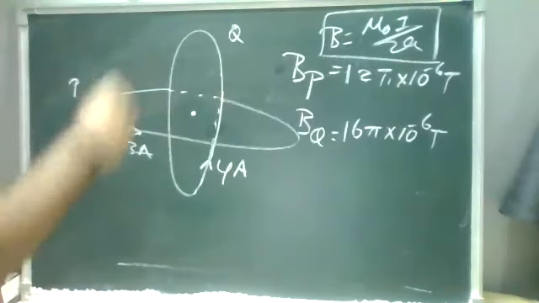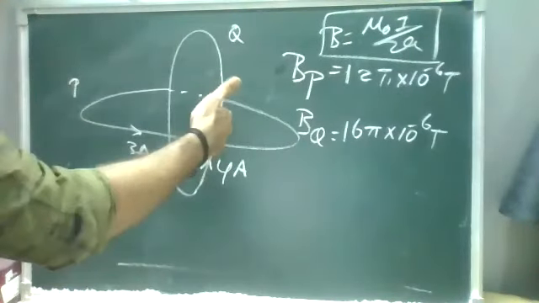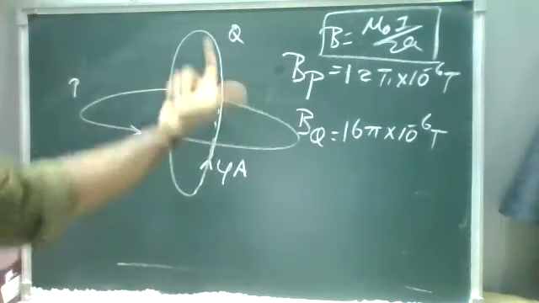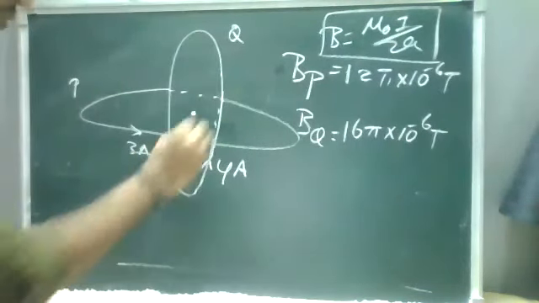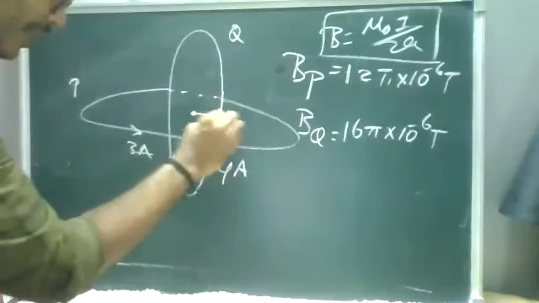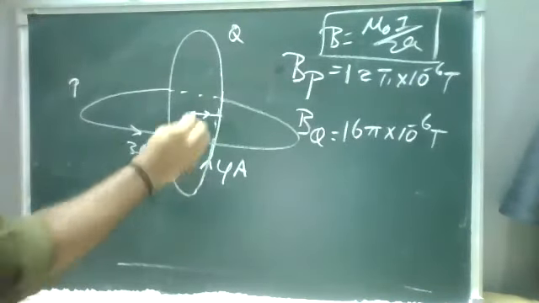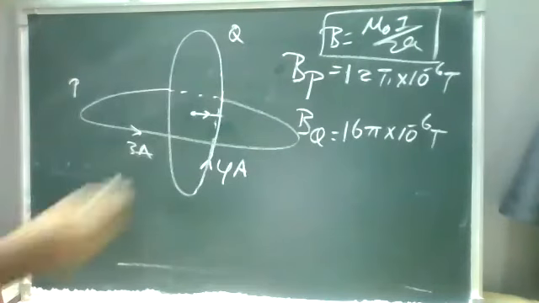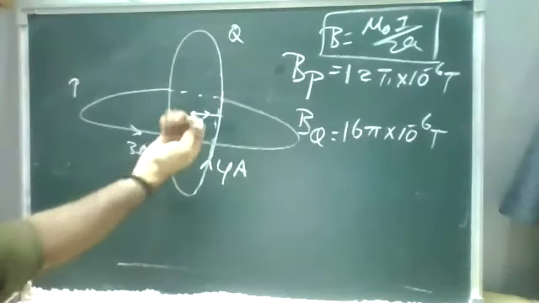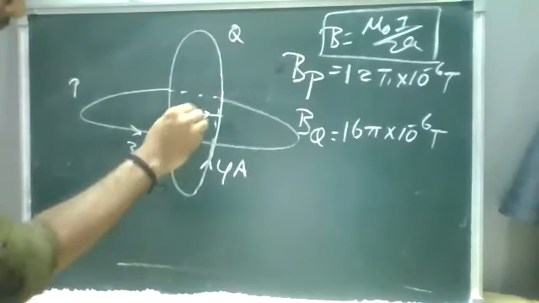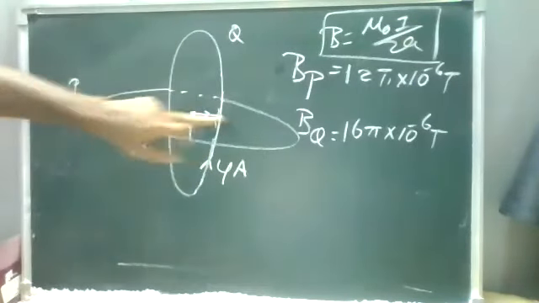First, for the Q coil, from the thumb rule, when the current is moving in the upward direction, the field lines will be coming out of it. So the magnetic field will be towards the horizontal. The thumb indicates the current and the fingers indicate the magnetic field direction. And for the other coil, it will be vertical. This one is horizontal, this one is vertical.